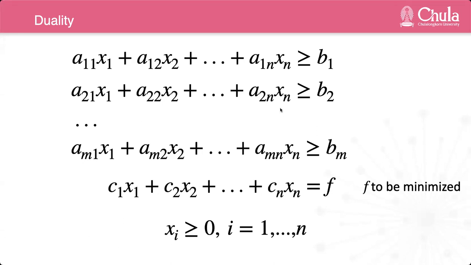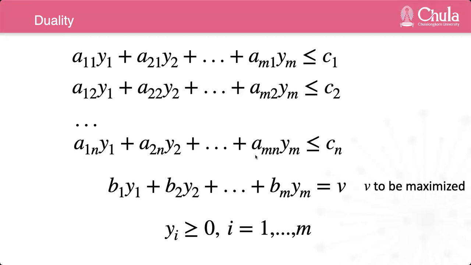Duality algorithm. If we look at the constraints, we have a set of constraints: A11 x1 plus A12 x2, and the right hand side is B1, B2. This is the constraint, and the objective function. The dual problem is formed from this set of problem; we can transform this problem to this problem.